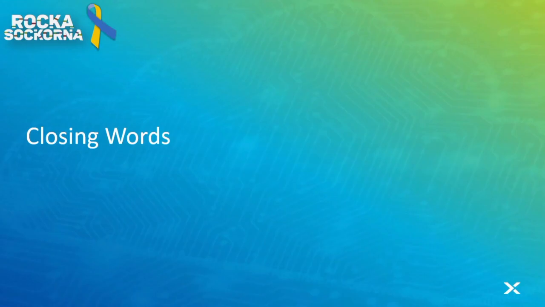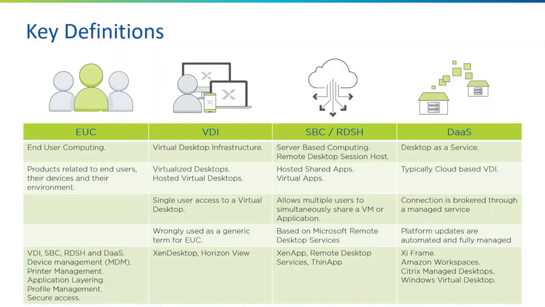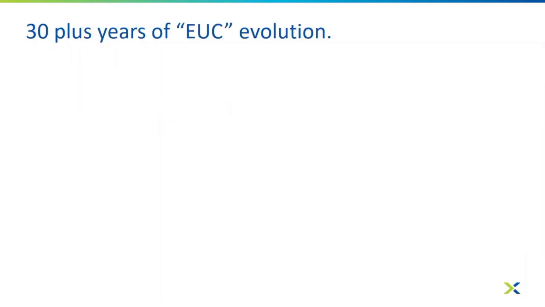So a few closing words. I've talked about EUC, VDI, server-based computing, desktop as a service, a lot of three-letter abbreviations in there. So this is essentially a summary of all of those different technologies and the products involved, whether on-prem or cloud-based, and basically a description of those definitions.